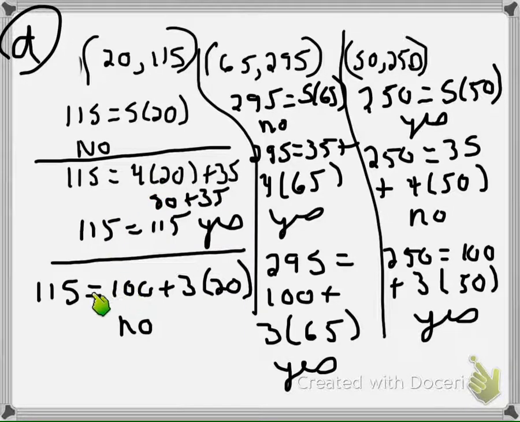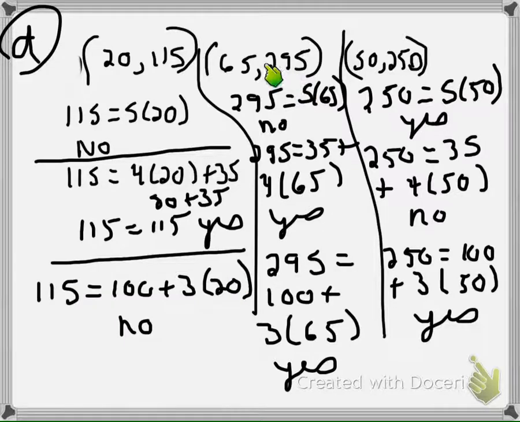And then last, I tried putting it in for Wheelies Skates and Stuff. Their equation was 100 plus 3n equals C. So I put the 115 because it's money in the cost spot, and the 20 in the people spot. And then 3 times 20 is 60, and 60 plus 100 is not 115.